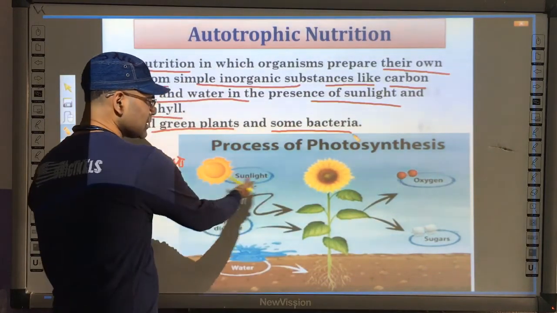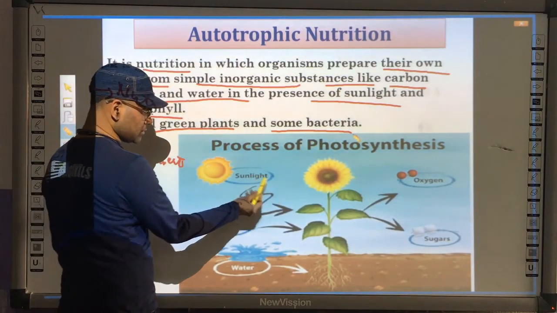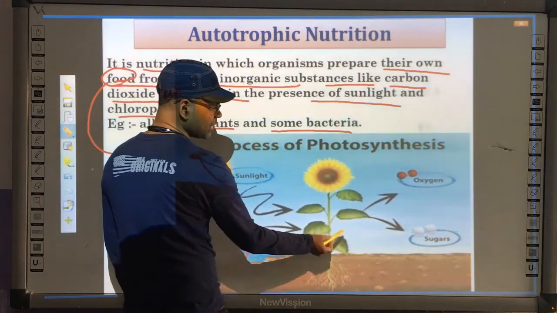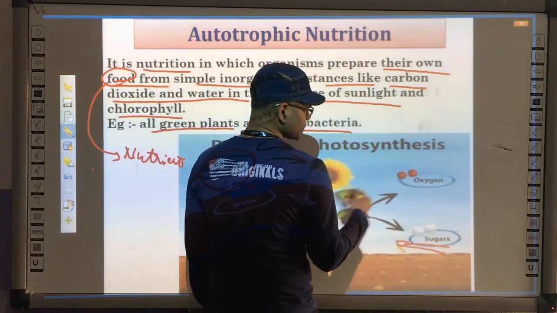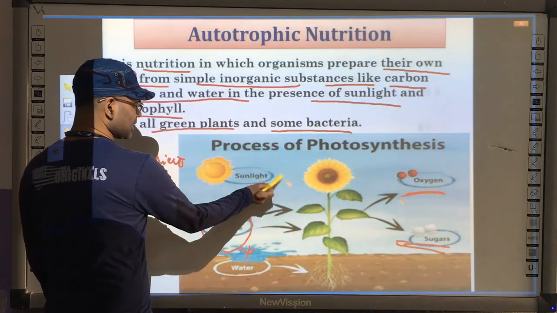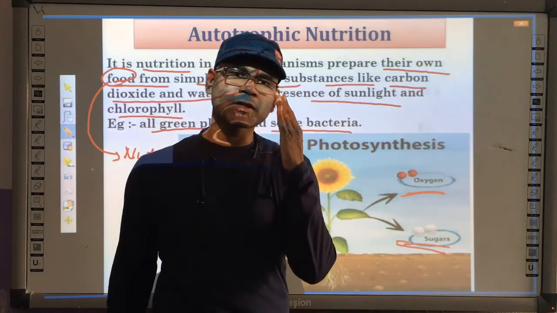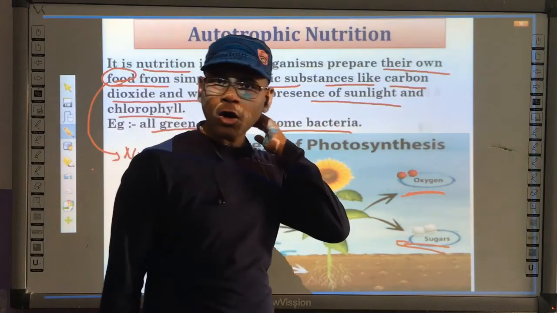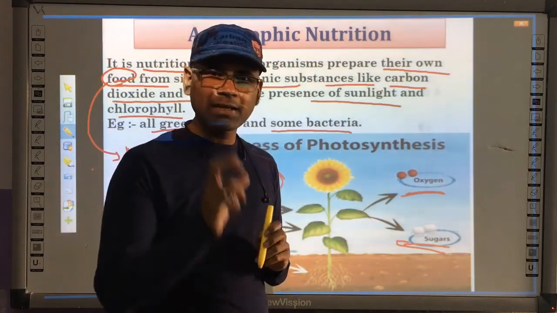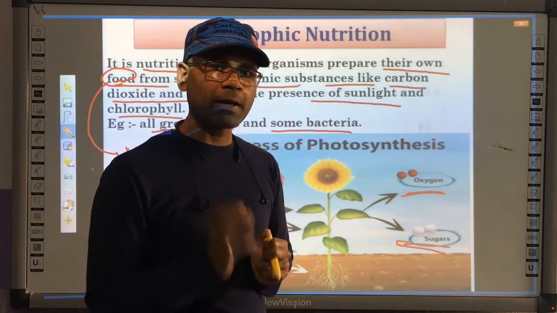So as you can see here, the process of photosynthesis is a process of formation. Sunlight and carbon dioxide react with water, and then it forms a simple sugar molecule, also releasing oxygen. And this process takes place in the presence of sunlight. So it is an important process which is performed by all the autotrophic organisms. Now let us discuss the fine features of this photosynthesis and how an autotroph prepares its own food.